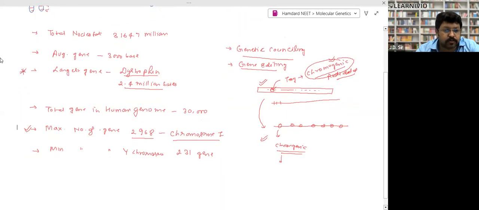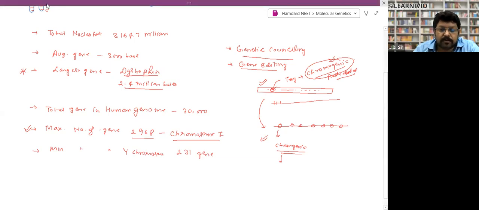Take the screenshot of this one, the Human Genome Project. So that was the Human Genome Project. It was a factual part, so I think everything must be clear with you.